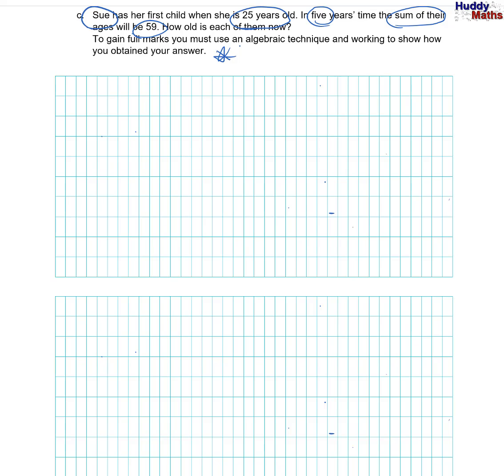Okay, so Sue has her first child when she is 25 years old. Let's do that bit first, and worry about the 5 years later afterwards. So if she was 25 years old when her first child was born, let the child be X years old now. But we want their ages now. So Sue is now, she'll always be 25 years older than her child. So there's the first trick. She was 25 years old when she had her child. For every year that passes, she'll stay 25 years older. So if the child is X now, the mother will be X plus 25. So there's our first statement.